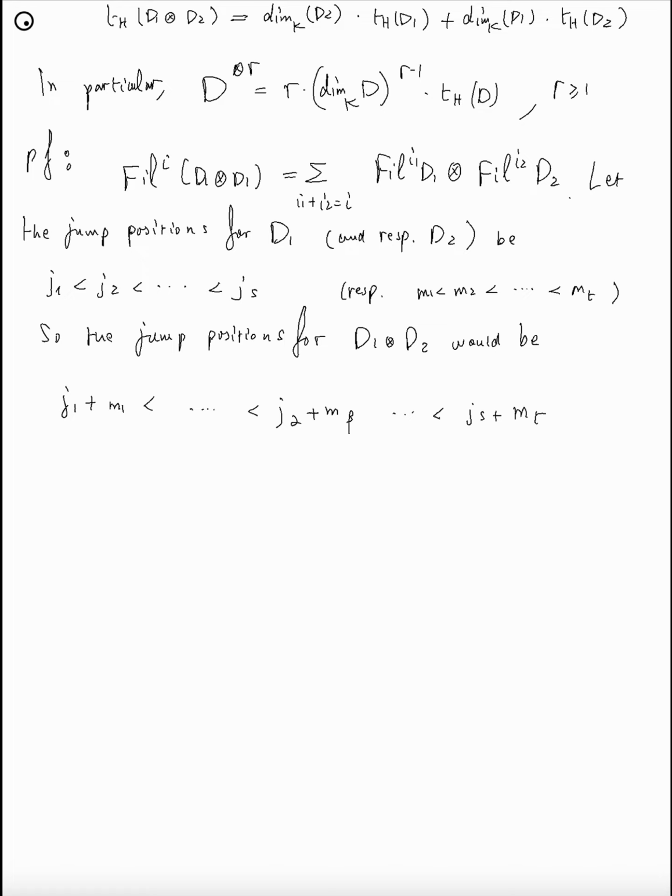Like the two sides, G1 plus M1 is the smallest, GS plus MT the biggest, but in the middle, I think it's possible some give you the same summation for different alpha, beta, and they give you the same jump position.